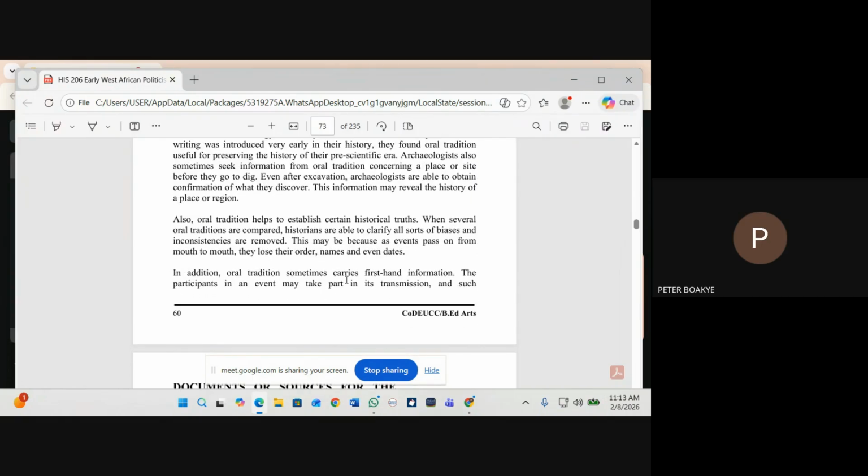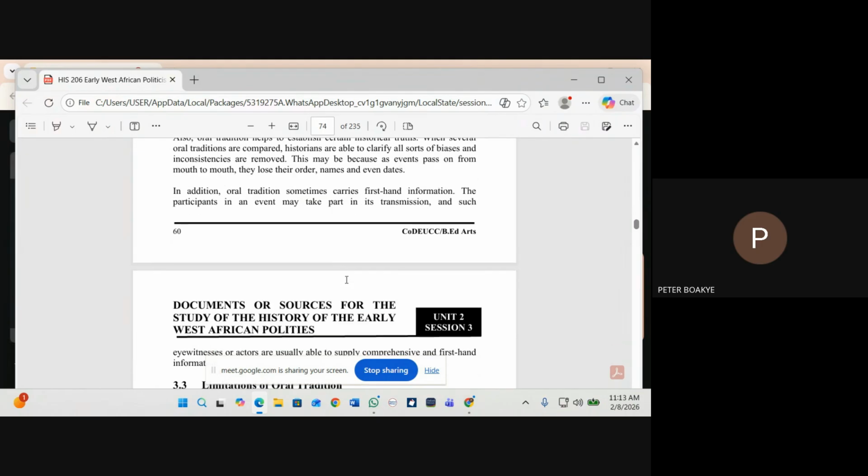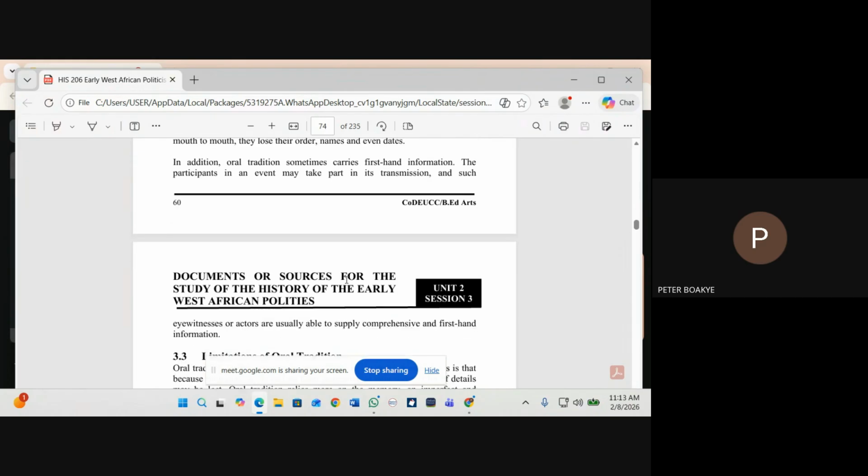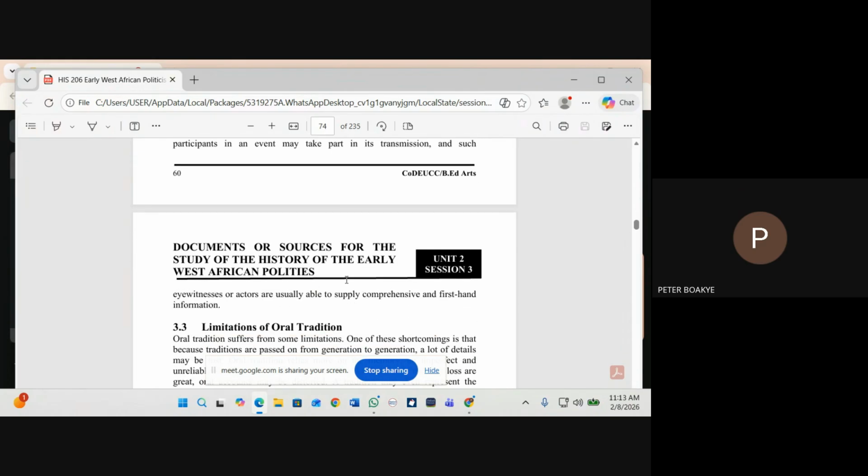Again, oral tradition helps to establish certain historical truths. When several oral traditions are compared, historians are able to clarify all sorts of biases, and inconsistencies are removed. Again, oral tradition sometimes carries first-hand information. The participant in an event may take part in its transmission. So they are very, very important here. And such eyewitness accounts are actually relevant.